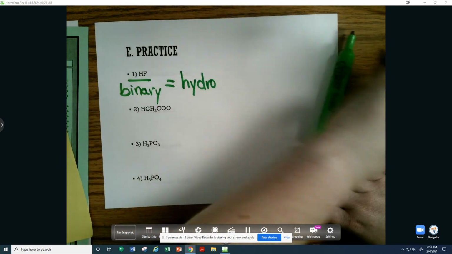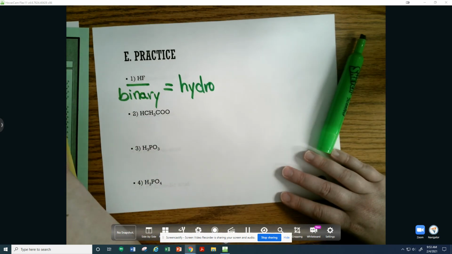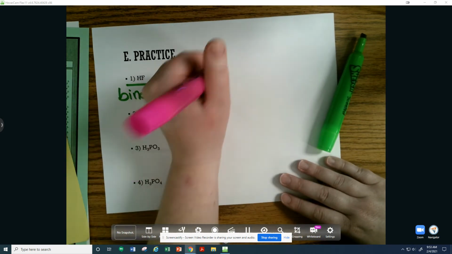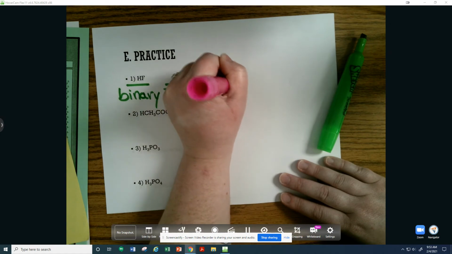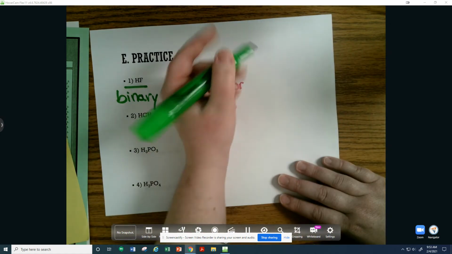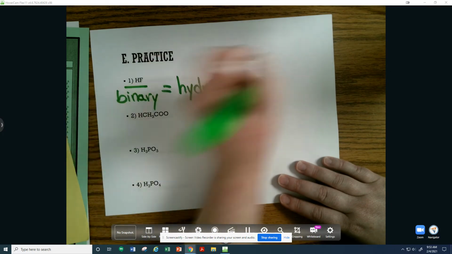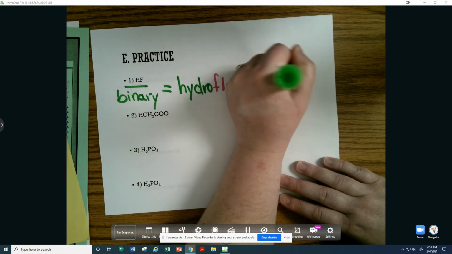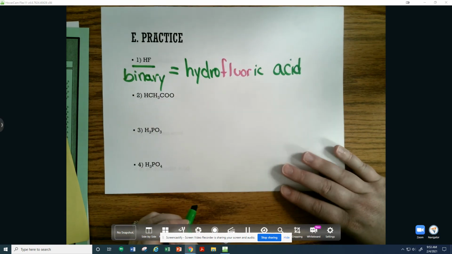So then I need to add the stem of my nonmetal. So we've been doing like fluorine to fluoride. So that first part is what we're going to keep. And instead of the "ide" ending, it changes to "ic." And like all of them, the second word is acid. So this is hydrofluoric acid.